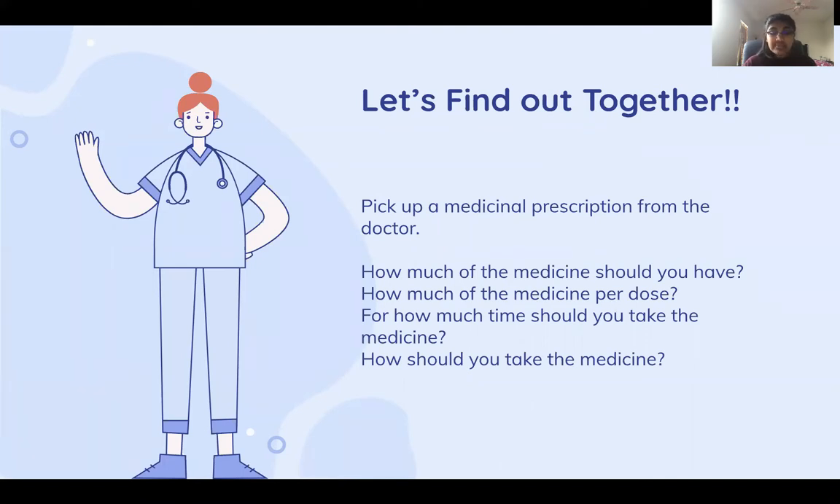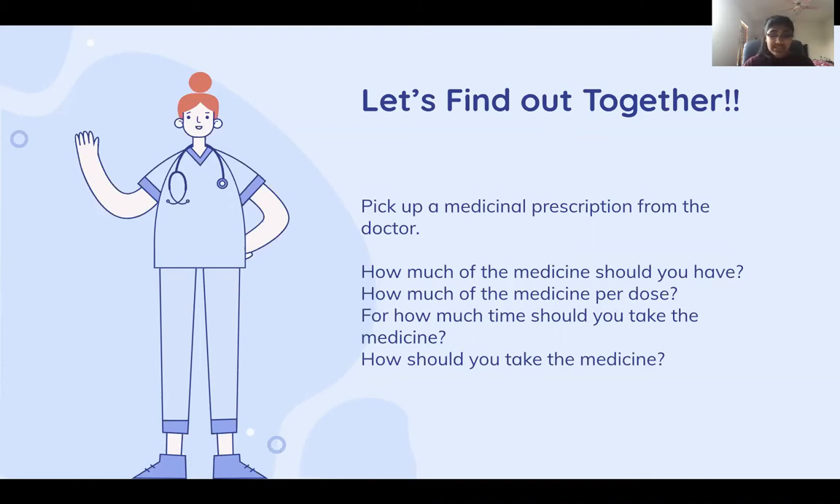Let's say you have to pick up some medicine from a physician because they prescribed it for you. Some questions that you may consider are, how much of the medicine should you have? How much of the medicine per dose? For how much time should you take the medicine? And how should you take the medicine? So how do doctors figure out all these questions? They do it using math.